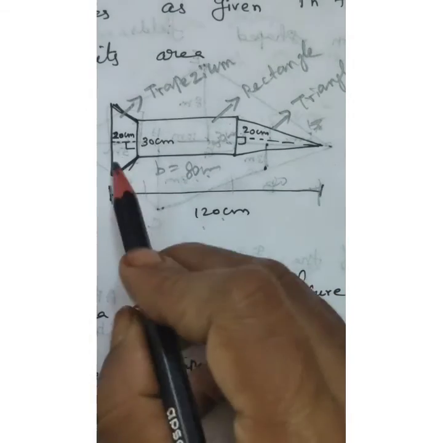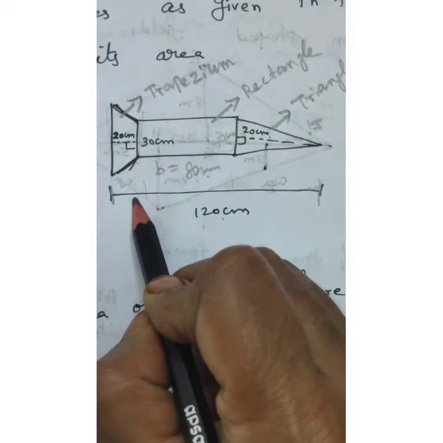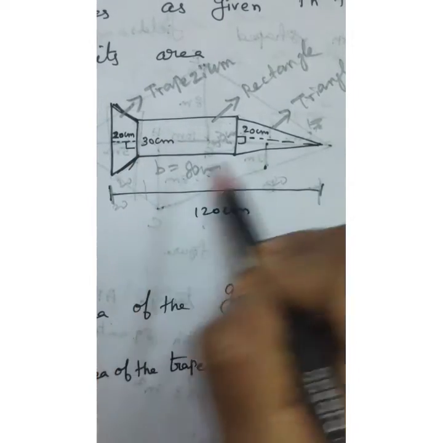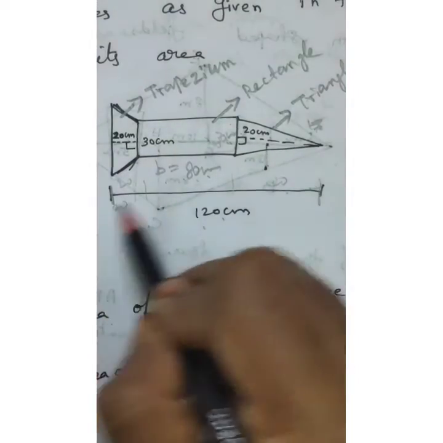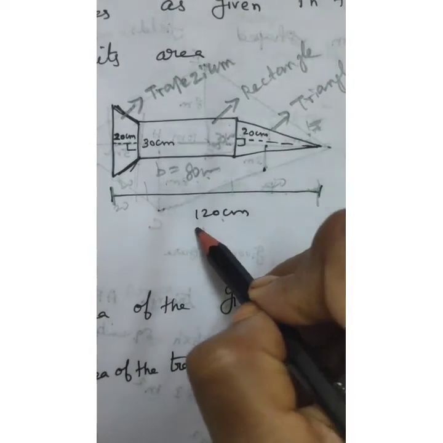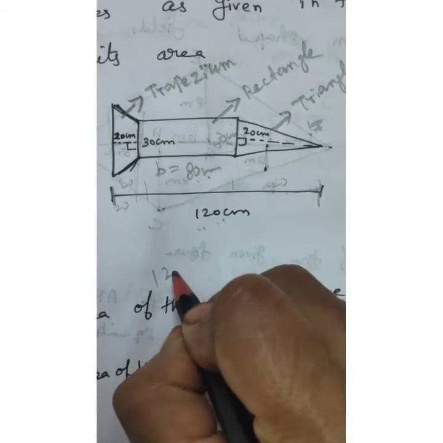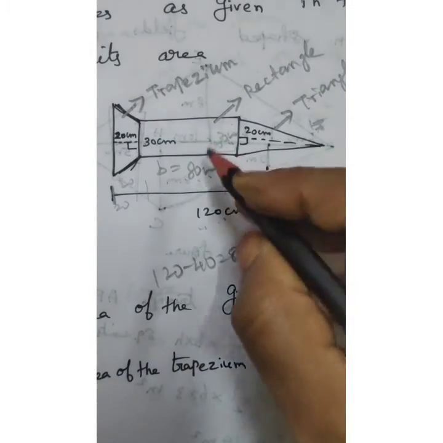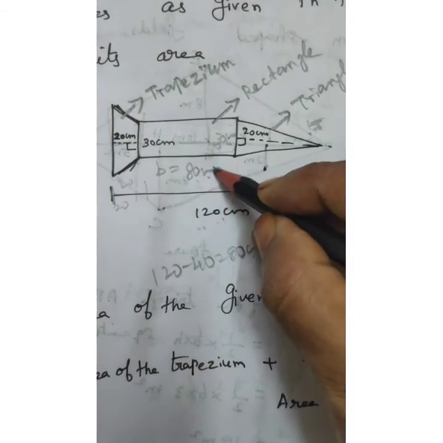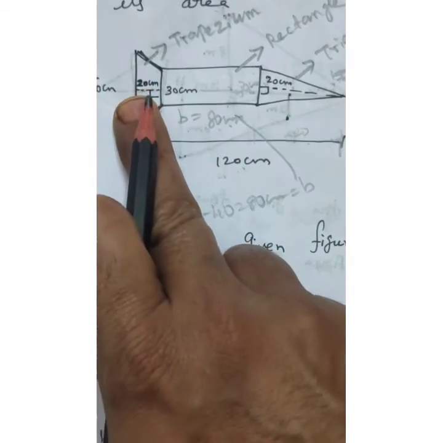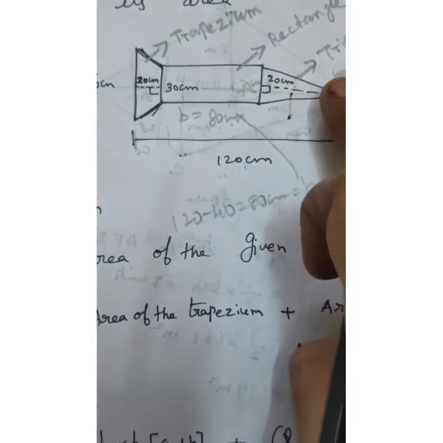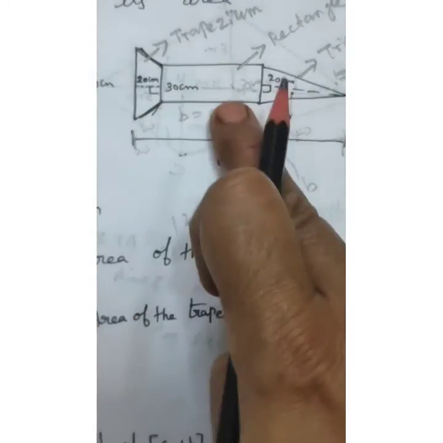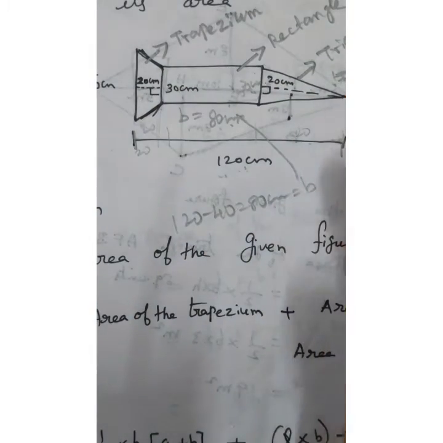120 centimeter. So how do we find it? Here already this is given as 20, from here to here 20. 20 plus 20 equal to 40. 120 minus 40 equal to 80 centimeter. This is the B value. Substitute this value, B equal to 80 centimeter. Now area of the trapezium, area of the rectangle, area of the triangle. These three values add and get the answer.